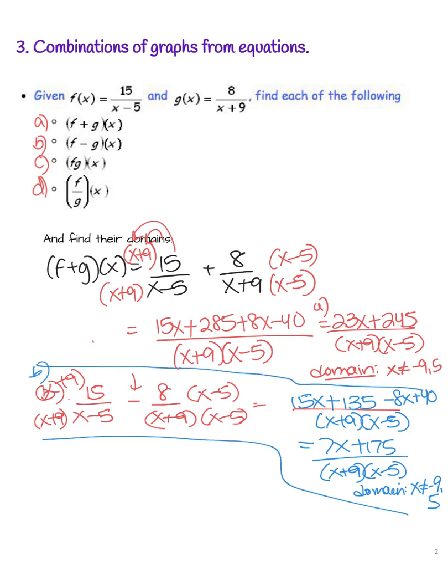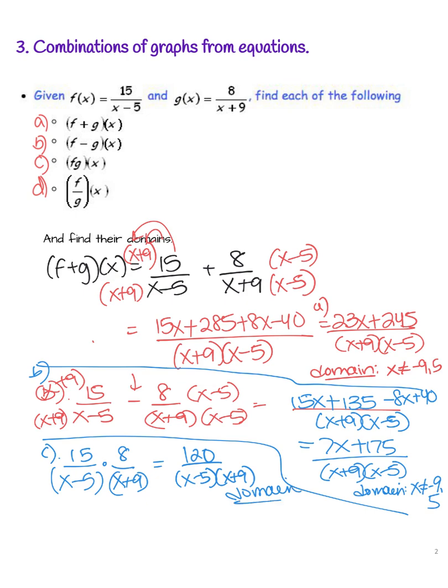All right, so let's now move to C, where I have to just multiply them. So 15 over x minus 5 times 8 over x plus 9. I like this because this is reviewing a lot of Algebra 1. So we just multiply across. So 15 times 8 is 120. And I could FOIL. I'm just going to leave it just like that. Doesn't really matter. And the domain is the same yet again.